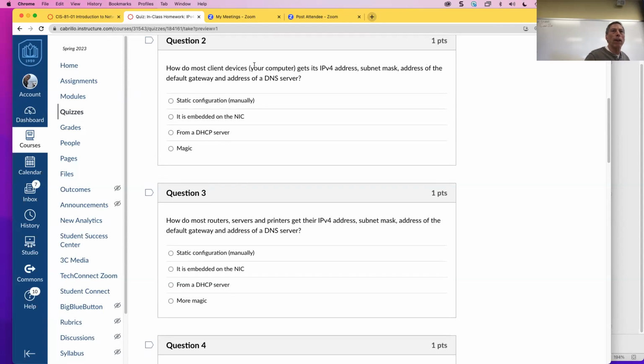How do most client devices, your computer, get its IPv4 address, subnet mask, and all that stuff? Yeah, from a DHCP server. How do most routers, servers, printers get their IPv4 address and other information? They get it statically. Yeah.